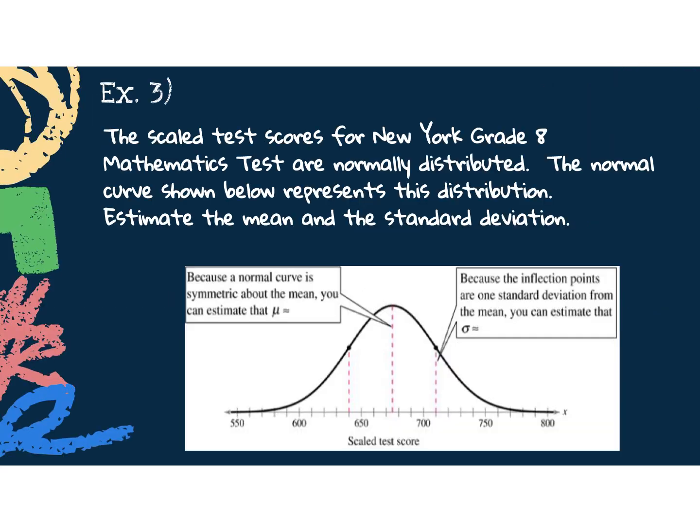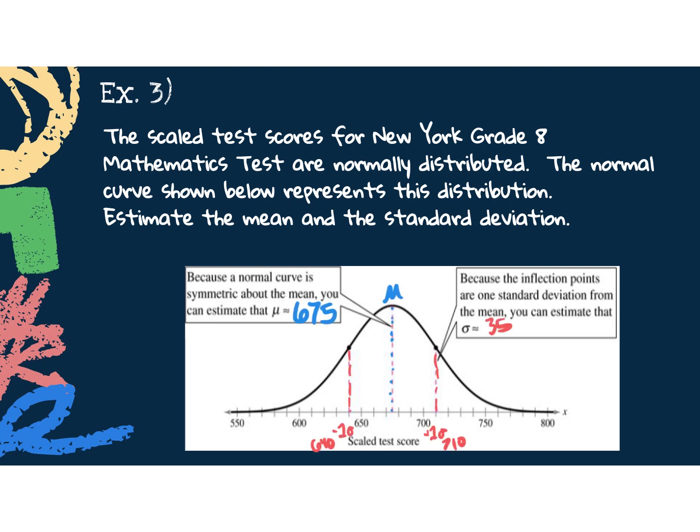And then example 3: the scaled test scores from the New York grade 8 mathematics test are normally distributed. The normal curve shown below represents this distribution. Estimate the mean and the standard deviation. So take a minute, look at those inflection points, look at that line of symmetry, and decide what our mean and standard deviation are, and then come back for your answer.